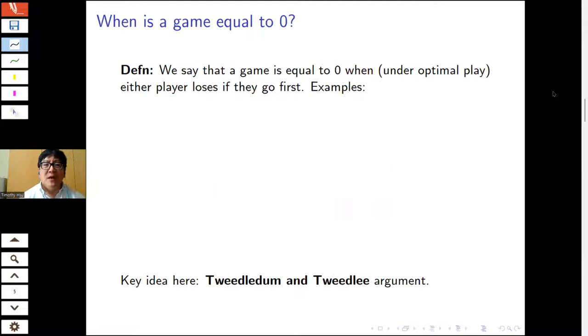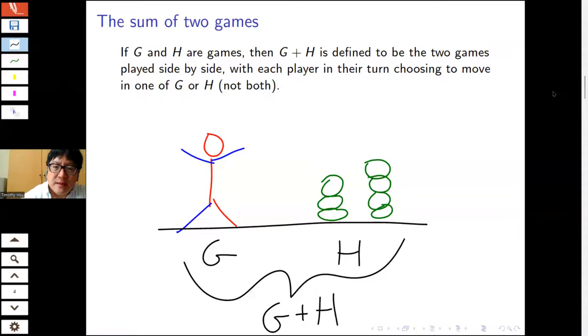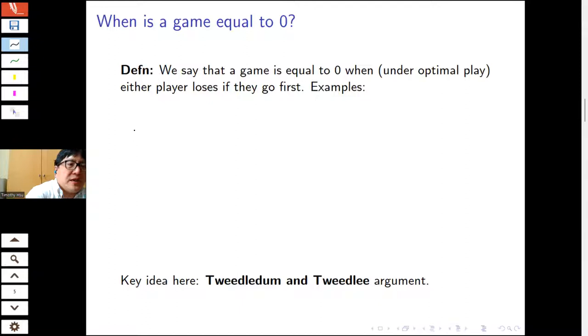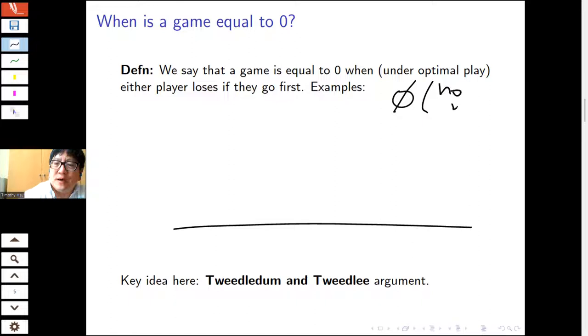So a game is said to be equal to zero when, under optimal play, either player loses if they go first. Here's example number one. Example number one is the empty game, which has no moves possible by anybody. That game is said to be equal to zero because either player loses if they go first, because there are no moves to make.